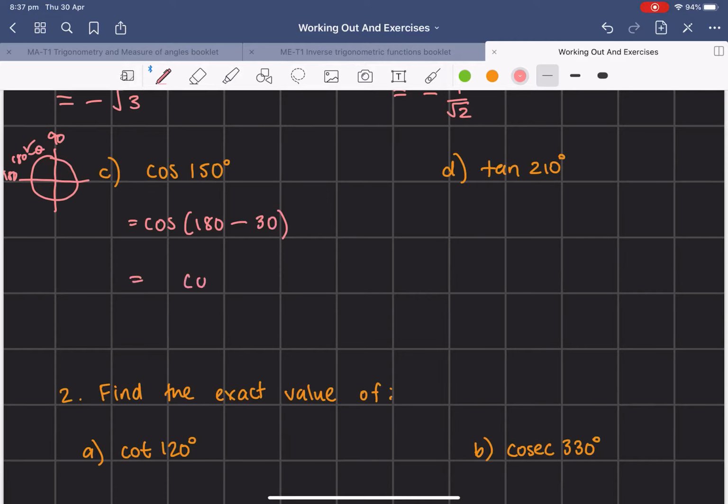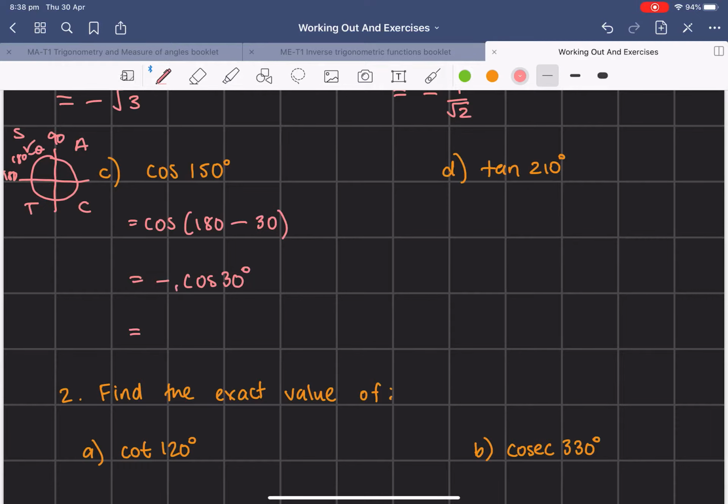So that means it'll be cos 30, but I need to decide, is it going to be positive or negative in that quadrant? All stations to central. In the second quadrant, the only trig ratio that is positive is sine, which means tan and cos are going to be negative, so it's going to be negative.